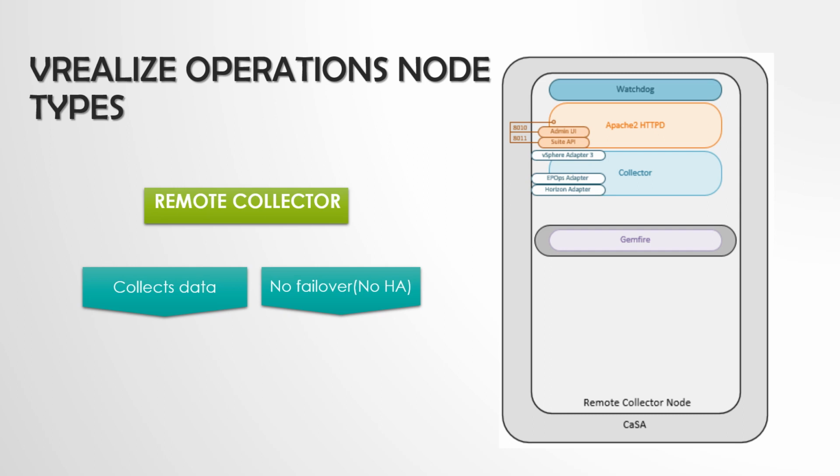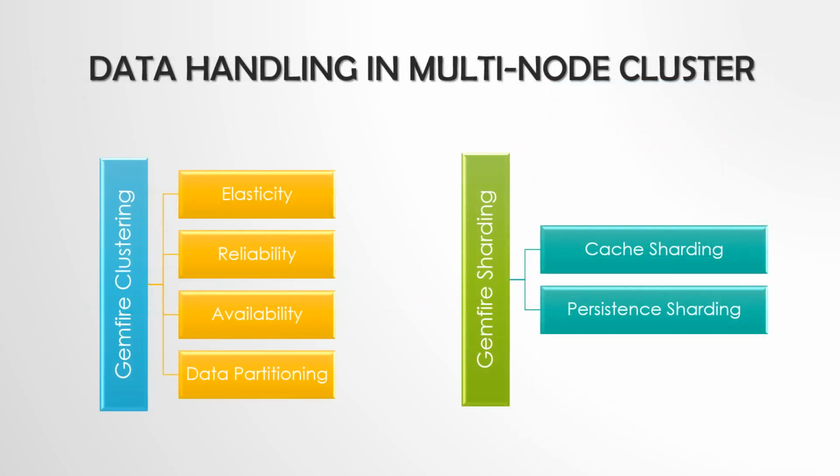And that's it. Now let's understand the data handling in the multi-node cluster. vROps can have a single or a multi-node architecture depending upon your requirement. Right now we are going to see how data handling in a multi-node cluster can take place. There are two terms that you need to understand. First is GemFire clustering and the other one is GemFire sharding.